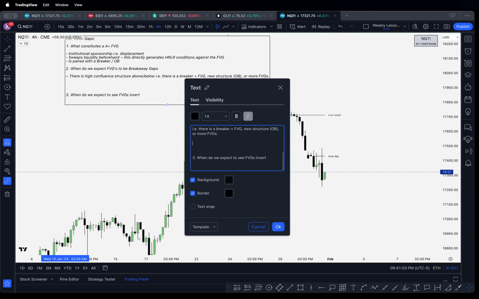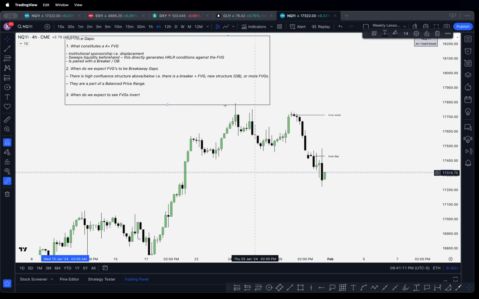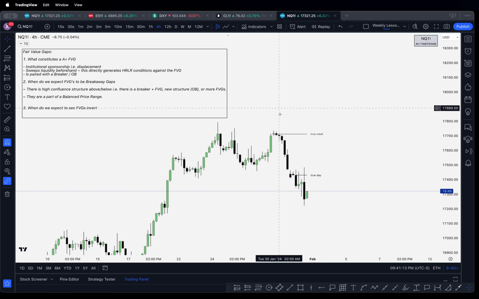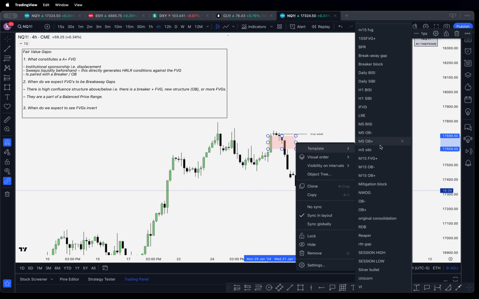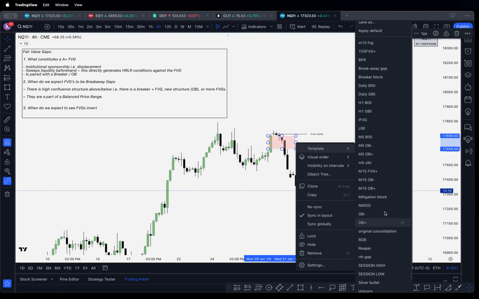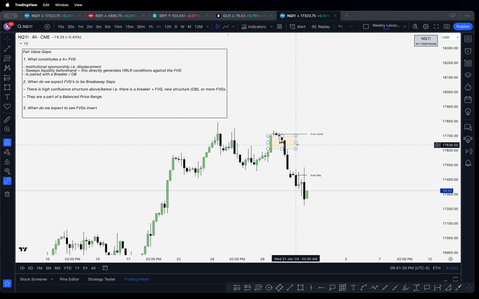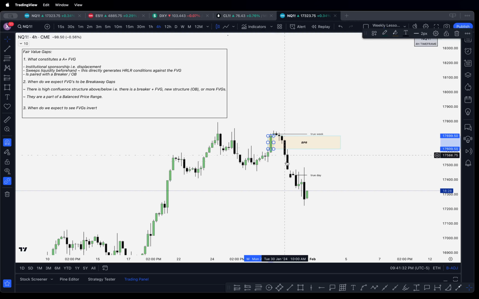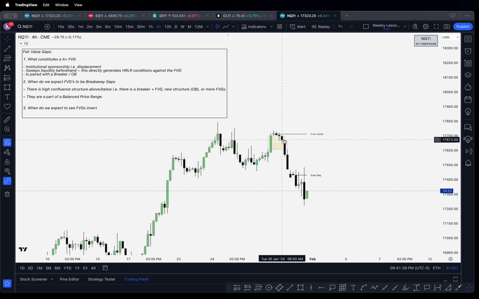Well, they are a part of a balanced price range. Now, you probably didn't notice that when I first said it, but what do you see right here? Do you see the 2 fair value gaps on either side? Yep. Here is your buy side imbalance, sell side inefficiency. Here is your sell side imbalance, buy side inefficiency. So these overlap like so. This one and this one.